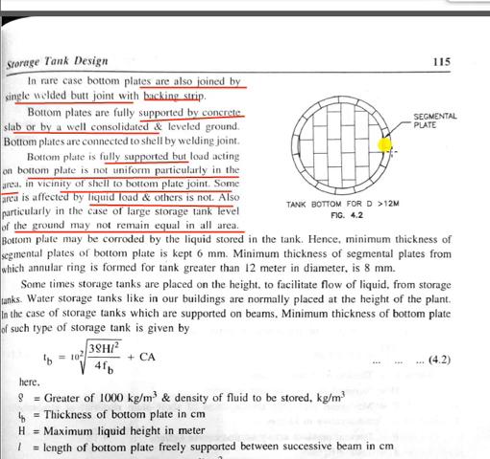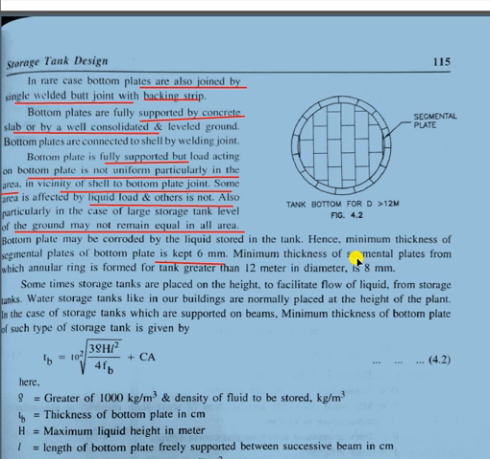In a large storage tank, the level of the ground may not remain equal over the area. So the bottom plate may be coated by the liquid stored in the tank. So the minimum thickness of the segmental plates of the bottom plates is kept 6 mm. The segmental plate is similar to the orifice plate, having a small diameter.